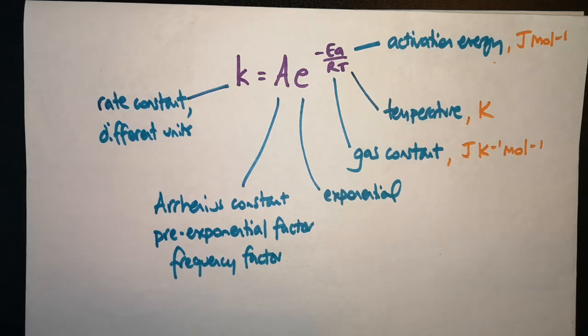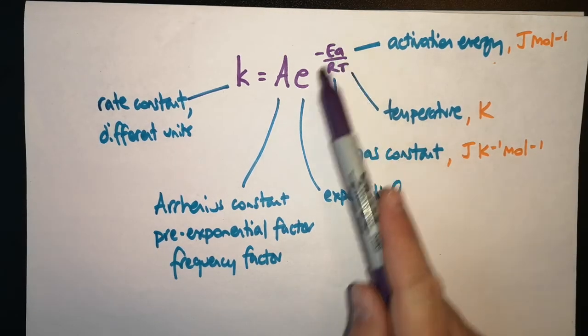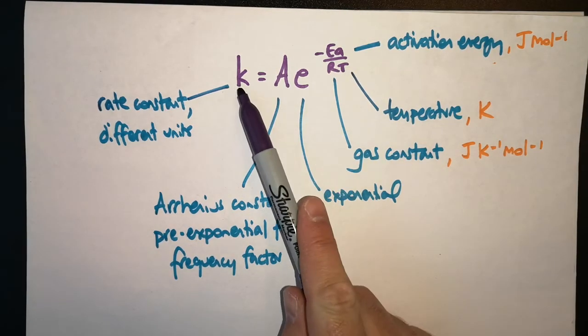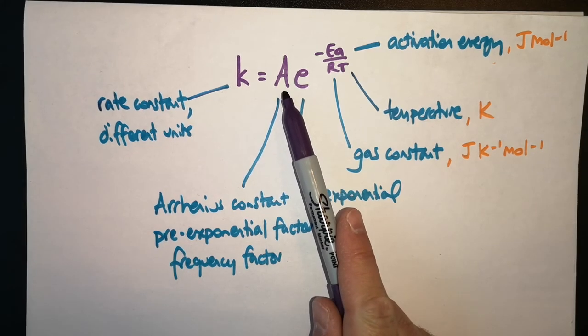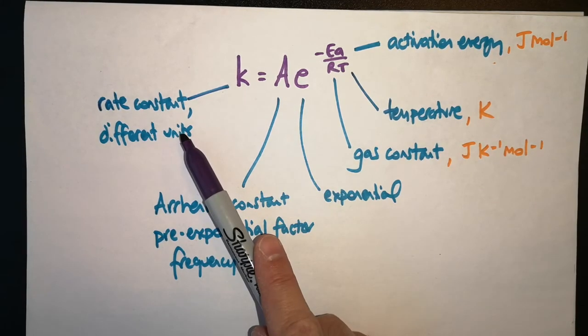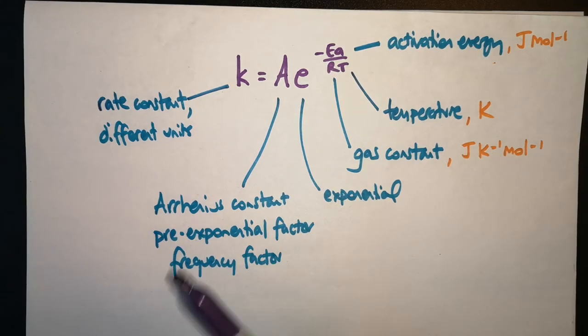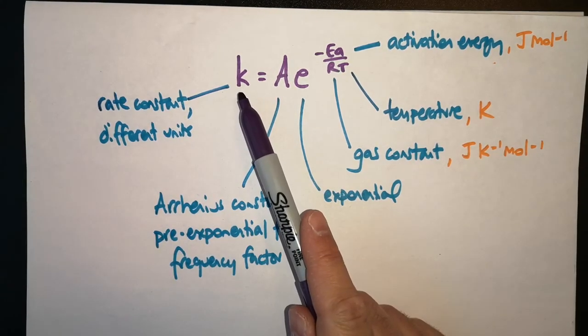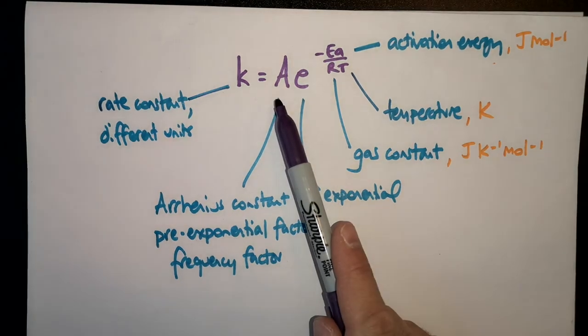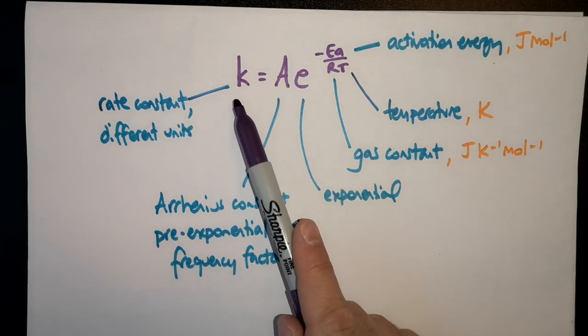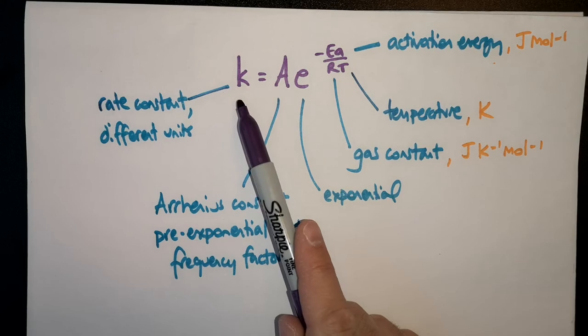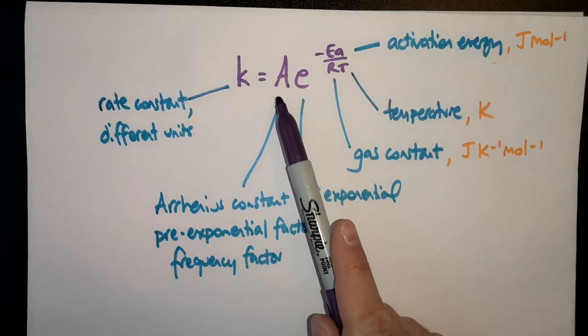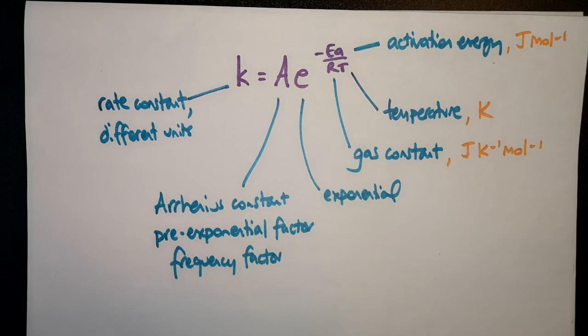So the last thing to look at is what are the units of the frequency factor or the pre-exponential factor. Well, because all this has no units and this has no units, k and A must have the same units. Now k can have differing units, so that means A can have differing units. So if k is s to the minus 1, A will be s to the minus 1. If k is dm3 mol to the minus 1 s to the minus 1, A will be the same. So A will always be the same units as k.